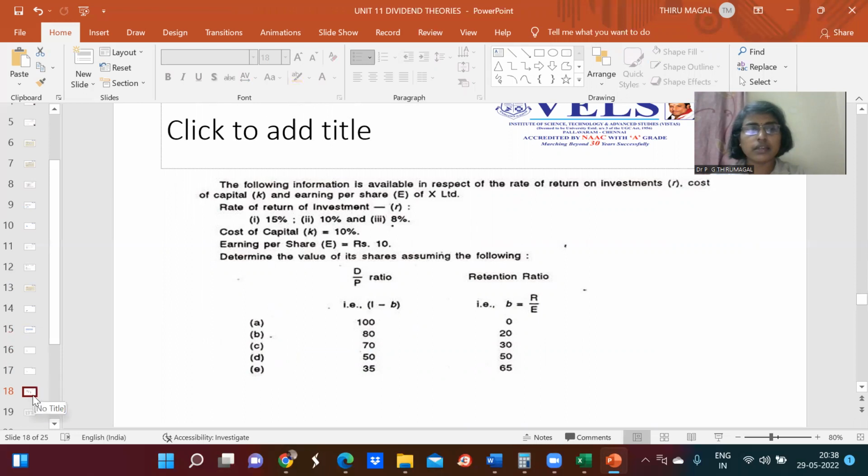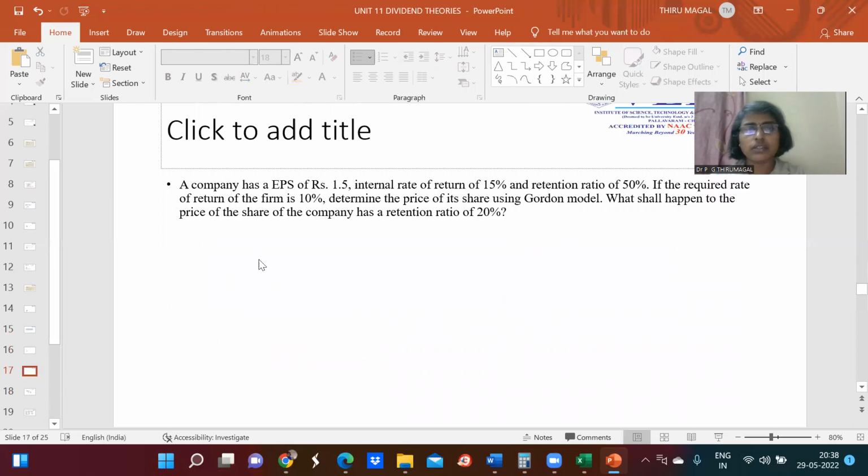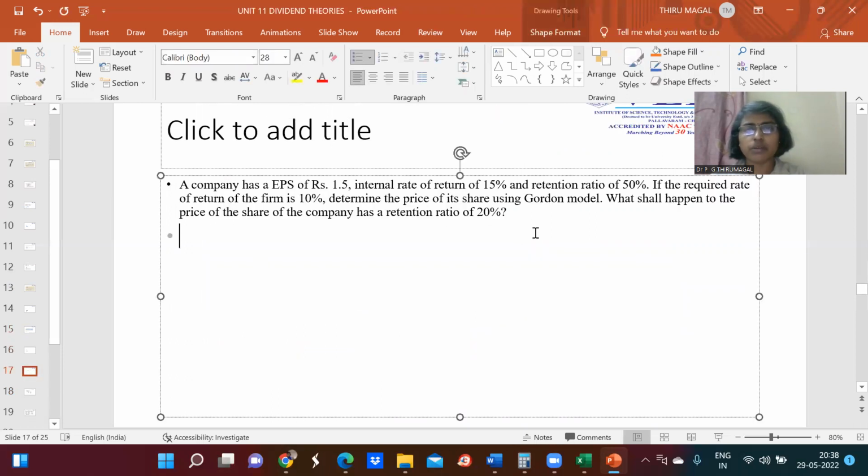The next thing we can do is another problem of the same type. Here, the internal rate of return of 15% is given, the retention ratio is 50, the required rate of return is 10, and EPS is given as 1.5. So again, we have to use the Gordon model. What shall happen to the price of the share if the retention is 20%? That is, when retention is 50, what is the share price we have to find out, and when retention is 20, what is the share price we are supposed to find out?